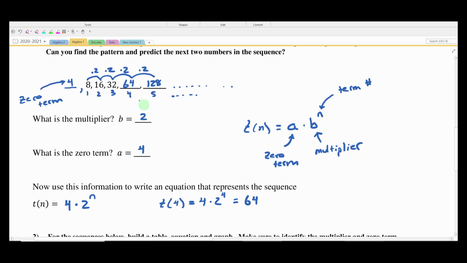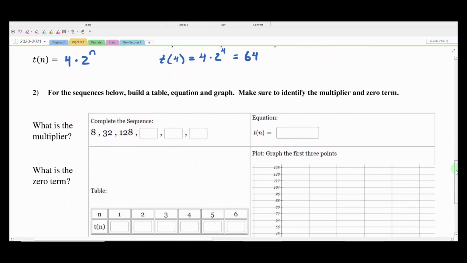We put a 4 in, we got a 64 for the fourth term, and we already knew that it was going to be 64 just by using the pattern. So we know that our equation is correct, right? Because it's generating the correct terms of the sequence. All right, so let's try it again. We got one more down here.